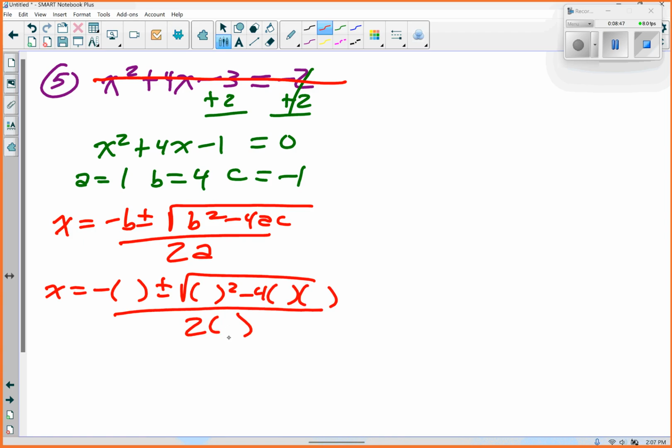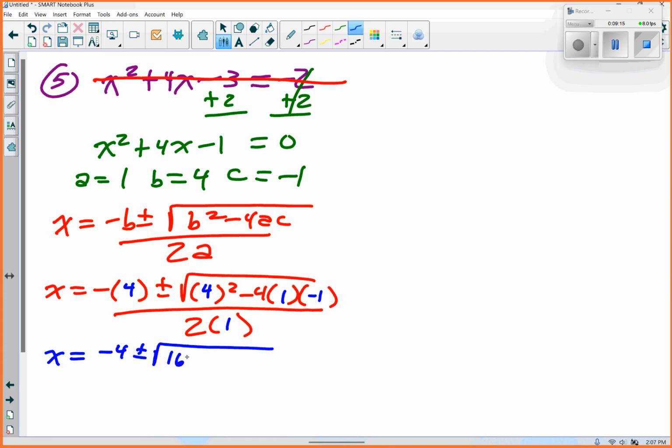All right, my friends, what goes in the first blank? 4. What goes in the second blank? What goes in the next blank? And the last one? And the bottom blank. 1. Agree? All right, so don't forget that negative out front.